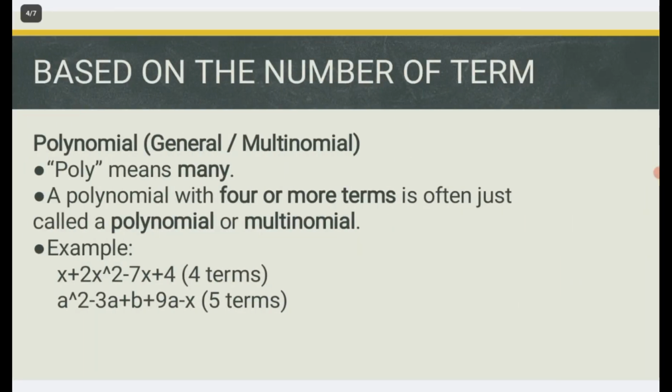And lastly, we have polynomial. Poly means many. A polynomial with four or more terms is often called a polynomial or multinomial. An example is x plus 2x squared minus 7x plus 4, which has 4 terms, and 5 squared minus 3a plus b plus 9a minus x, which has 5 terms.